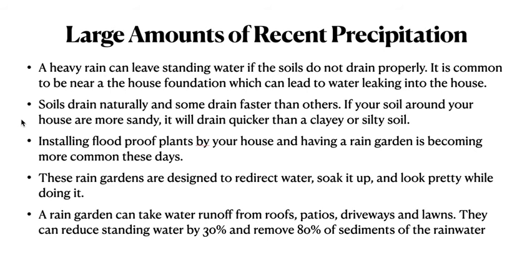Installing a flood-proof plant by your house and having a rain garden is becoming more common these days. These rain gardens are designed to redirect water, soak it up, and look pretty while doing it. A rain garden can take water runoff from roofs, patios, driveways, and lawns. They can reduce standing water by 30% and remove 80% of sediments from the rainwater.